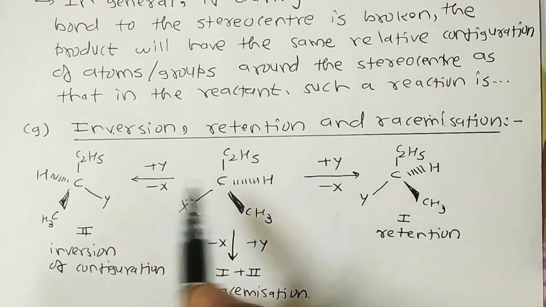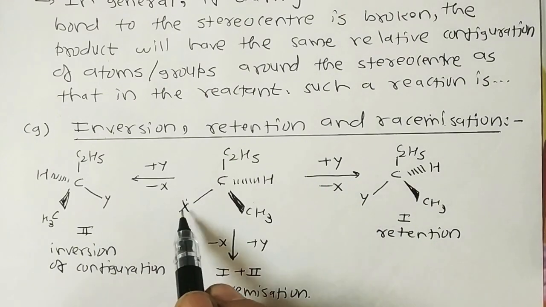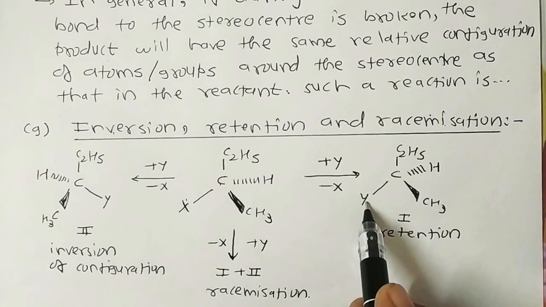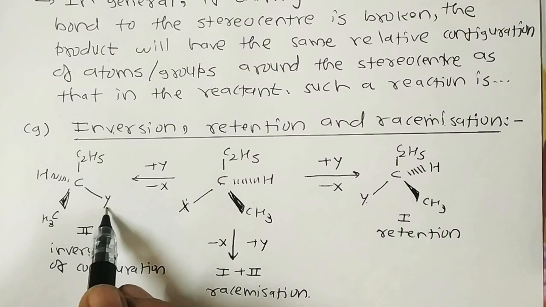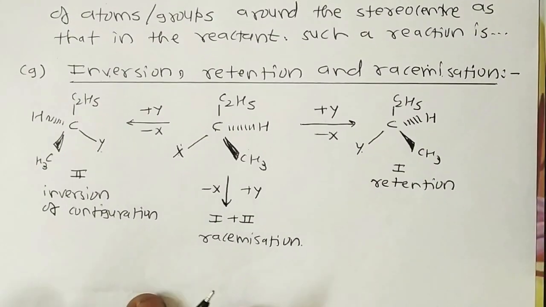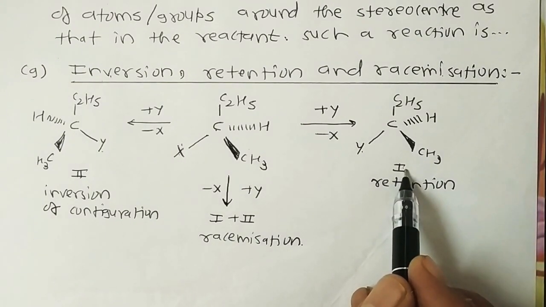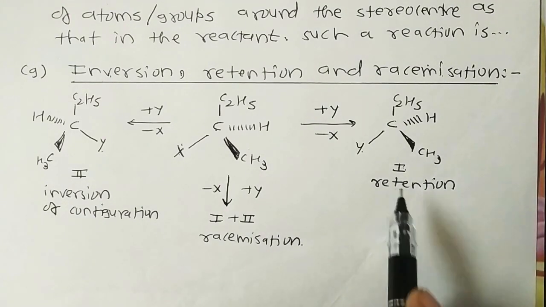For example, if we add plus Y, minus X, there is a replacement of X with Y. Here I add plus Y, and next is minus X plus Y. So all three possibilities can be given like that. If only one is the only product of the reaction, mind well, the only product, then the reaction proceeds with retention of configuration.